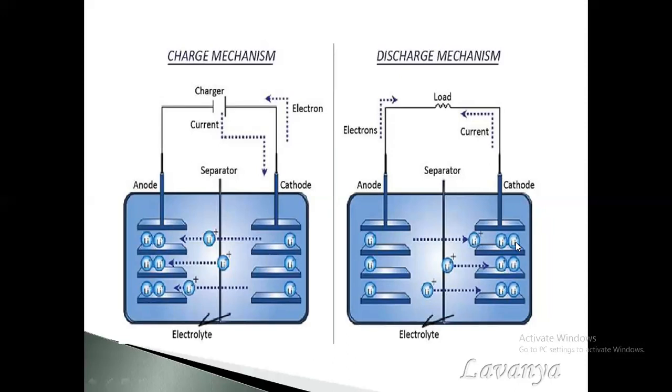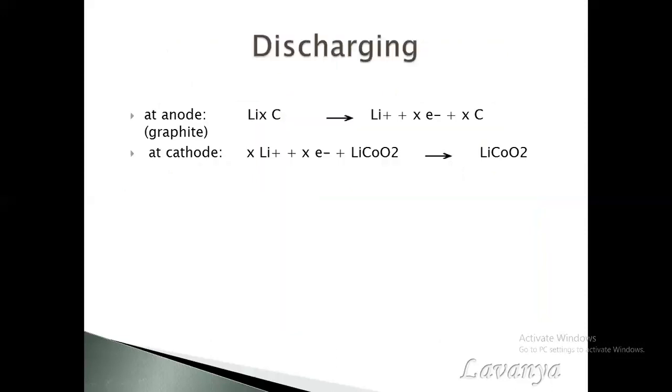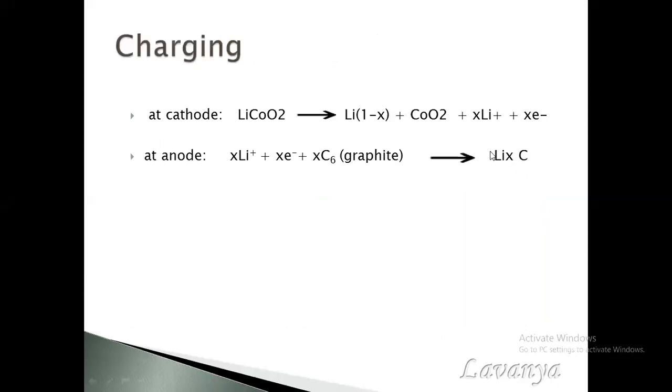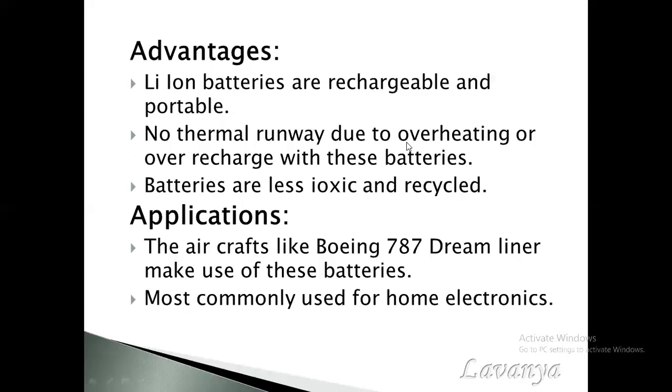There will be simultaneous movement of electrons in the external circuit too, but majorly we focus on the lithium ion movement. That is, lithium which is intercalated into the graphite releases lithium ions, and those lithium ions move towards the cathode during the discharge process and produce lithium cobalt oxide. And during the charging, the lithium ions at the cathode come back to the anode. These lithium ion batteries are rechargeable and portable.